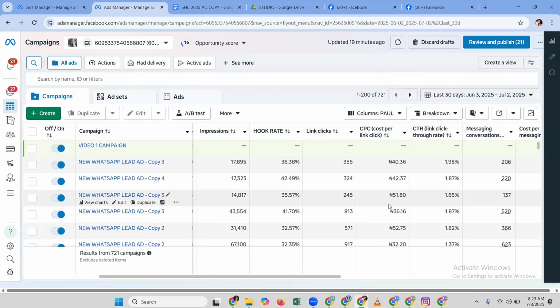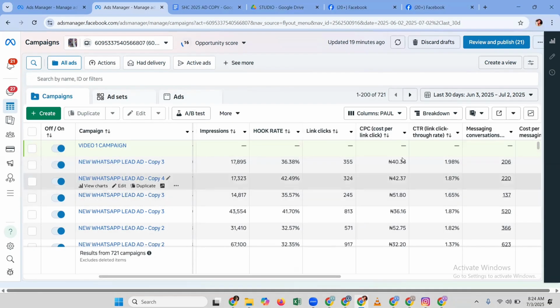As a Facebook advertiser, you need to have an acceptable cost per everything. Like when I look at my metrics and I see that the cost per link click has gone up to 90 naira, I say, no, no, no, this is so much. And I will easily turn it off because I know what is acceptable for me. It is different from what is acceptable for you.